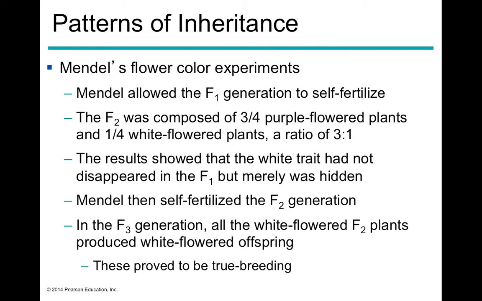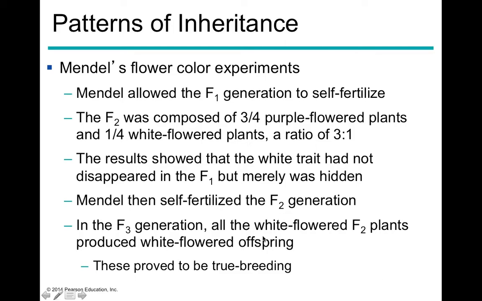All right, so if you take that F1 generation and allow it to self-fertilize, in the F2 generation, you end up with 3/4 purple and 1/4 white. So all of a sudden, the white trait reemerges. So that indicated the white trait didn't disappear; it was simply hidden in the background. So then, when Mendel self-fertilized the F2 generation, in the F3 generation, all the white-flowered plants produced white-flowered offspring.